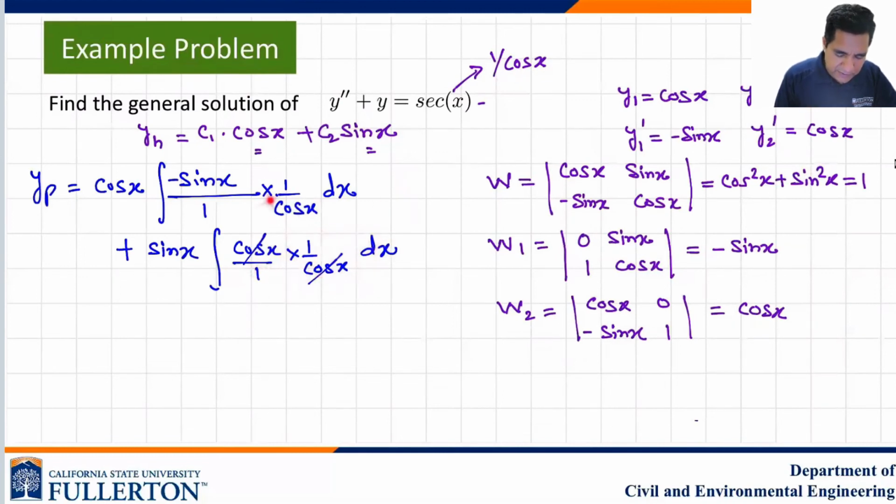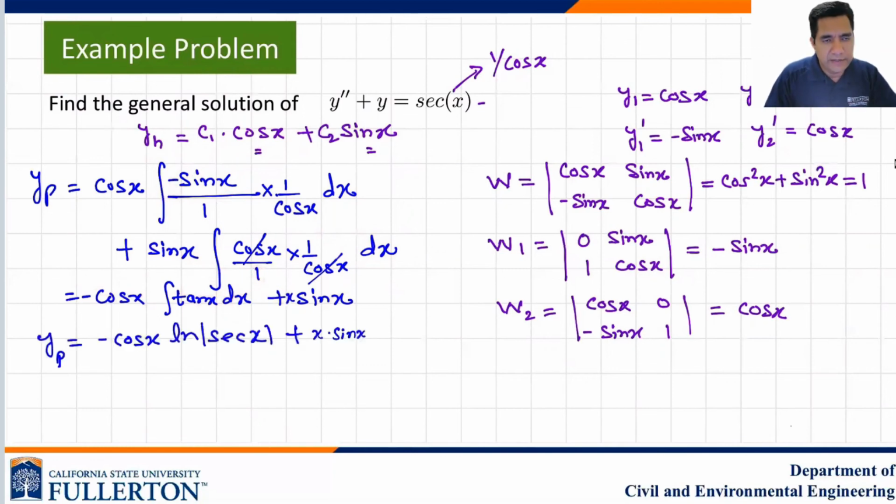As we can see, cos x cancels. So this is going to be the integral of dx, which happens to be x. And on this side, we have sin x over cos x, which is tan x. So we can rewrite it as minus cos x, integral of tan x dx, plus x sin x. And then taking the integral, we get yp as minus cos x ln sec x plus x sin x. Now we have the yp, we already had the yh, we can add them together and we will have the general solution for the entire differential equation.